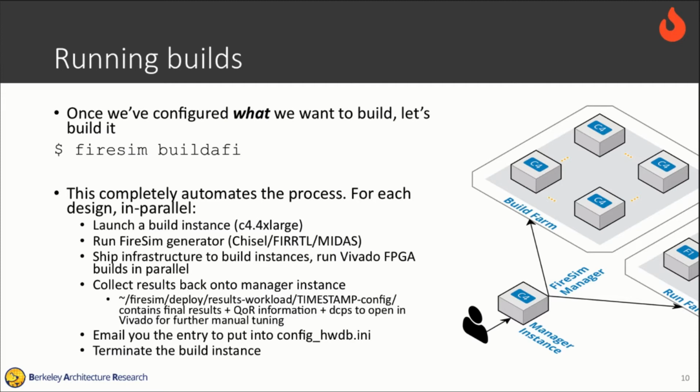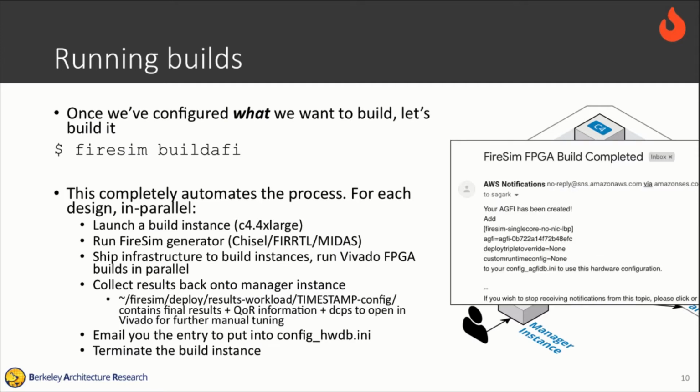So collect QoR results, collect the final DCP, all of that information that Vivado generates. It pulls it back onto your one manager instance and puts it in the centralized directory of all your builds so that you can always go and inspect what has happened, even though your build farm instances will get terminated once a build completes. And so that's basically the process of running builds. I didn't go into too much detail about how to do custom stuff yet, because David will talk about that in a second. But everything I showed you so far is just using vanilla configurations that are included with FireSim.